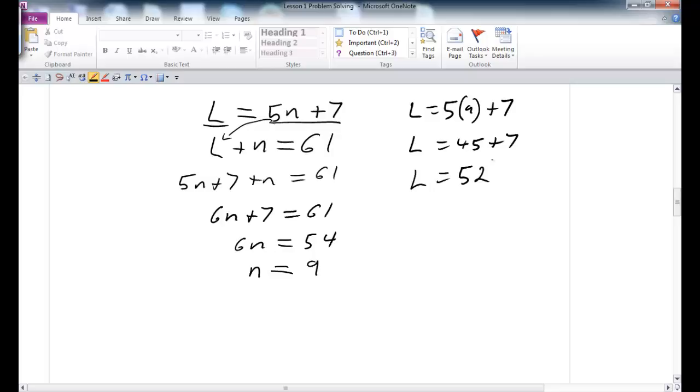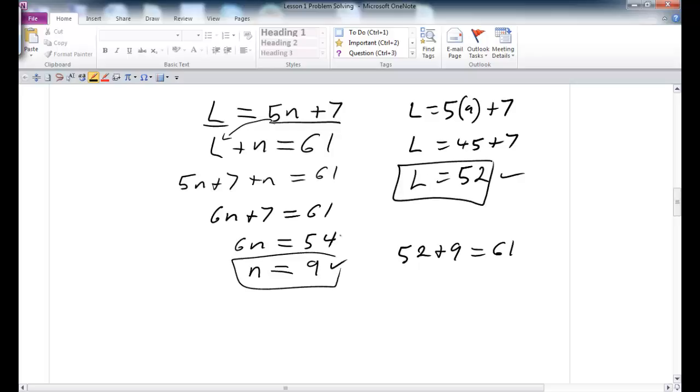Now we should check that. We should check that these all work. We can see that if n is 9, L is 52, and then L plus n we're supposed to equal 61. 52 plus 9 does equal 61, and so we know we've done everything correctly.